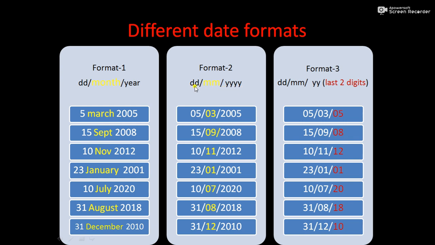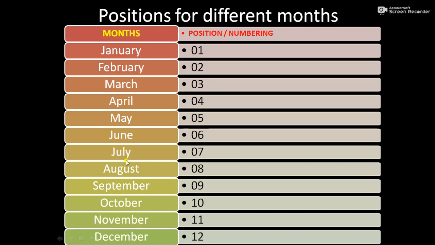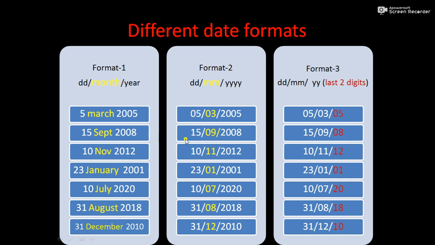So we can write this in this format: DDMMYYYY, that means day, month, year. So 5 March 2005. Similarly, for 15 September 2008 I have written the position of September. The position of September in the last table is 9. So you can see here I have written 9 instead of September, and the other two things, 15 and 2008, are the same. In the same way I have written the positions of other months shown here. So I hope it is very clear to you.